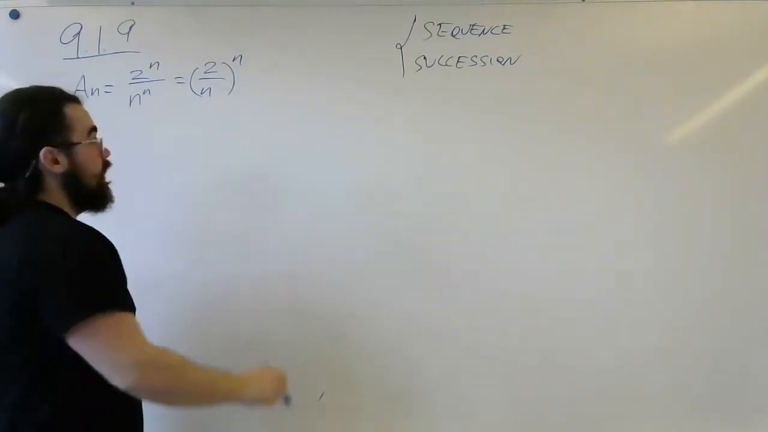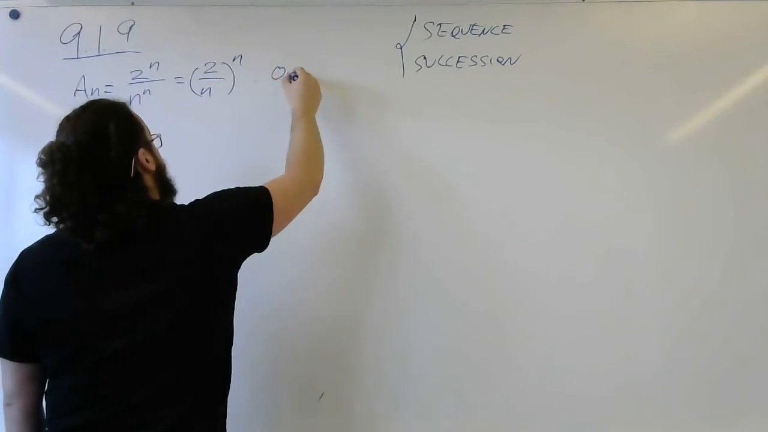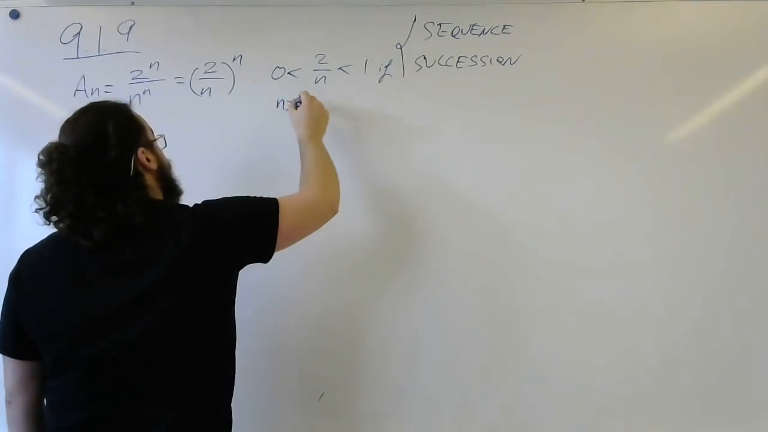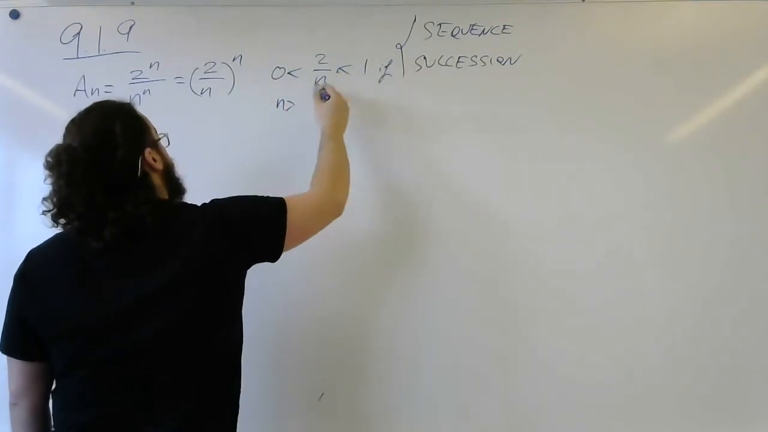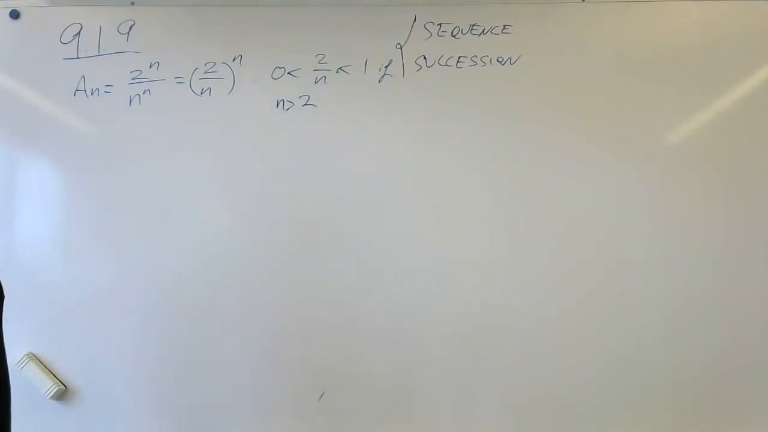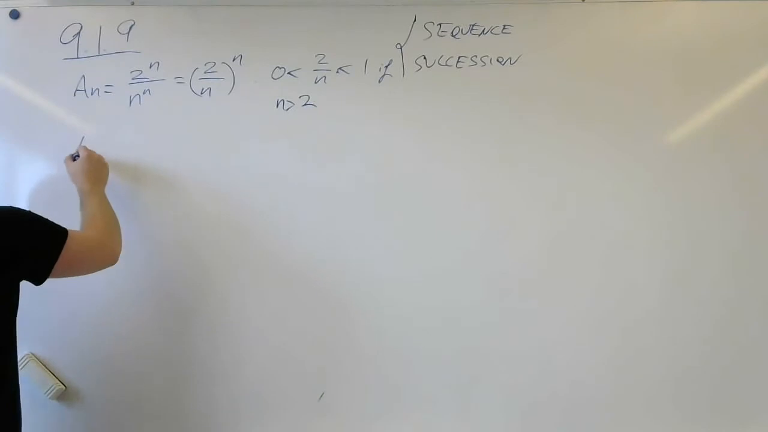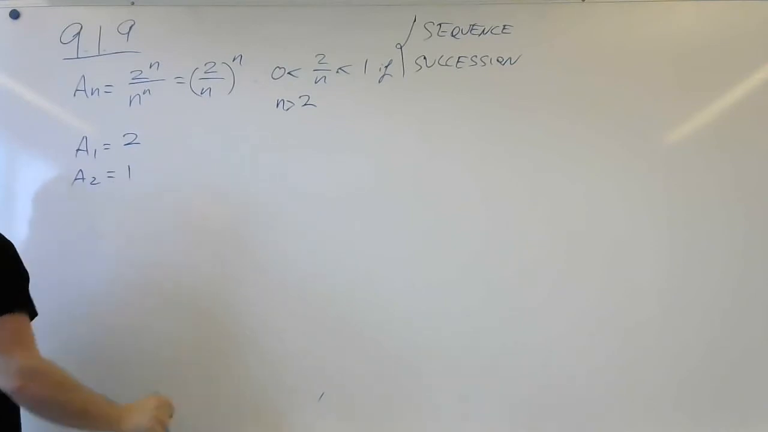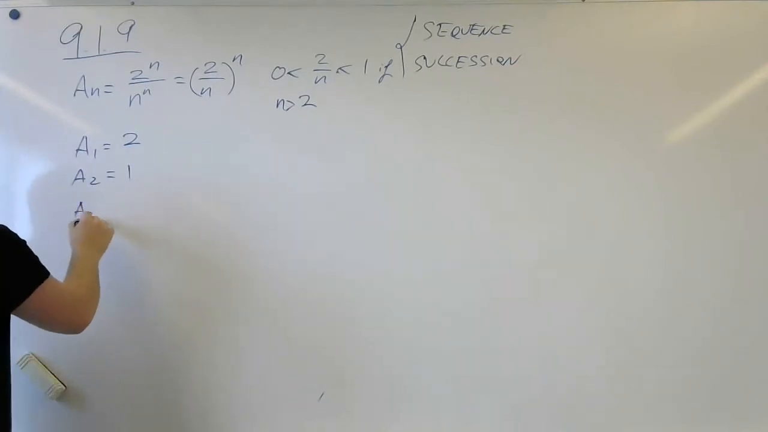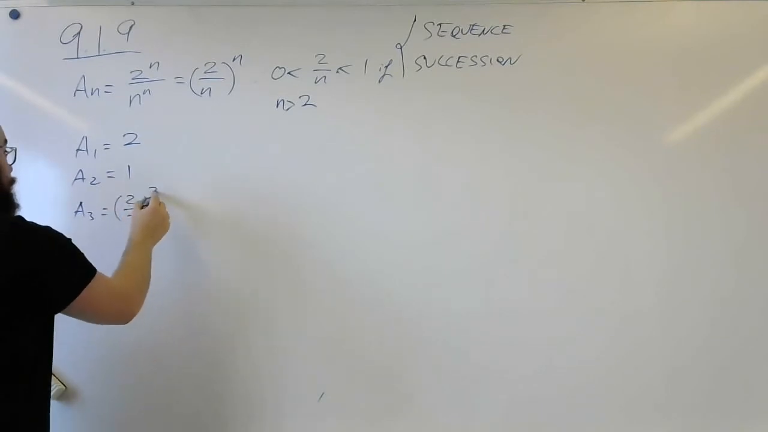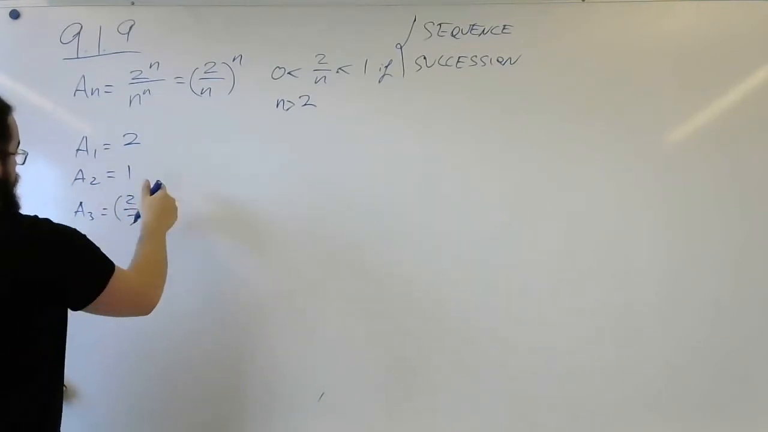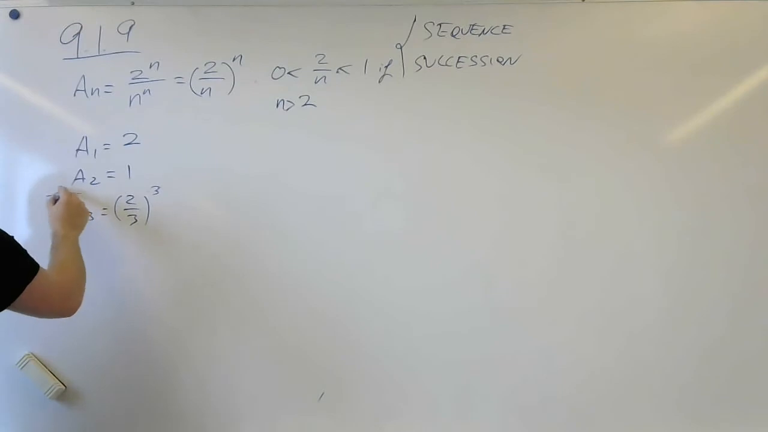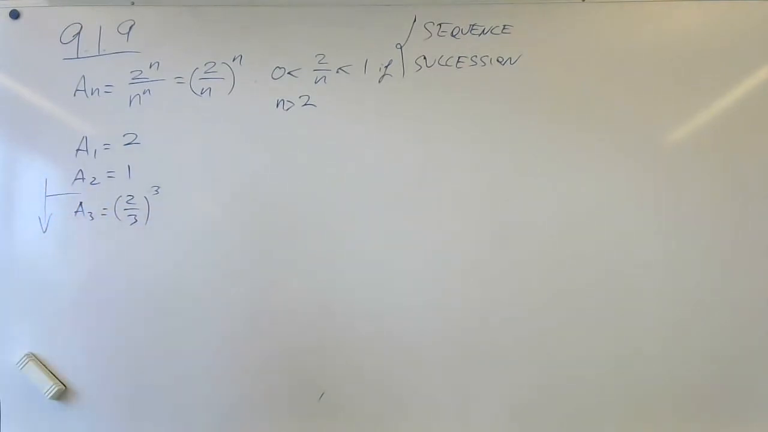And the first thing I'm going to make you notice here is that that thing happens. A1 is equal to 2, A2 is equal to 1, and A3 is 2/3 to the power of 3. So really, the interesting part of this sequence begins in A3.